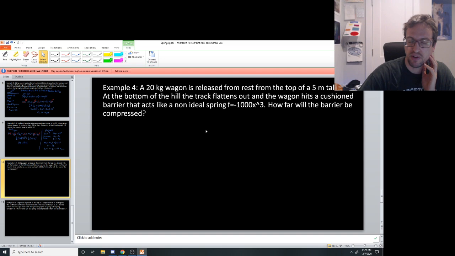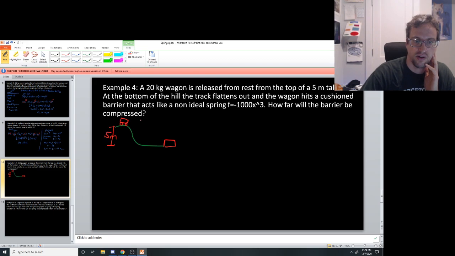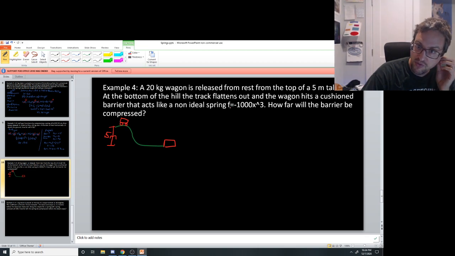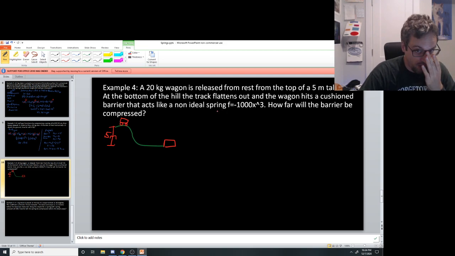We've got a wagon being released from the top of a hill. So we've got some little hill here, and then it goes down, and there's this thing here. Got a little wagon up here. This is 5 meters. Now the big thing with this one is this is a non-ideal spring with a force of that. Okay. So how far will it be compressed?